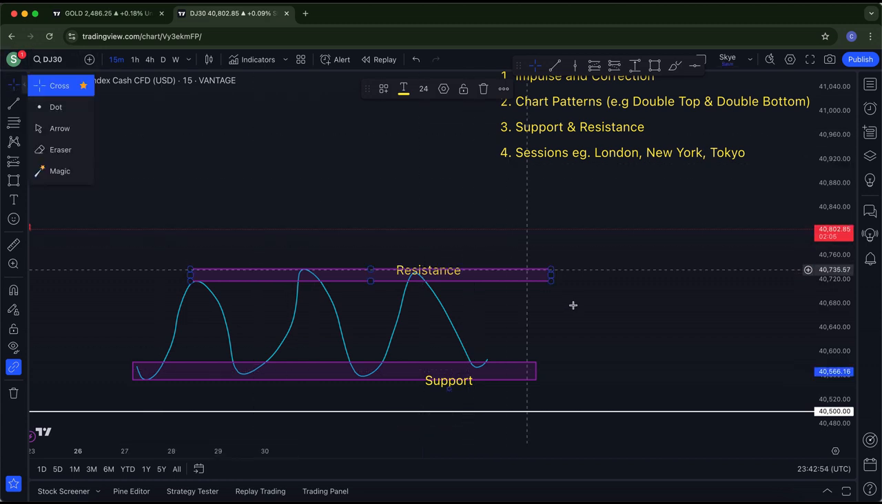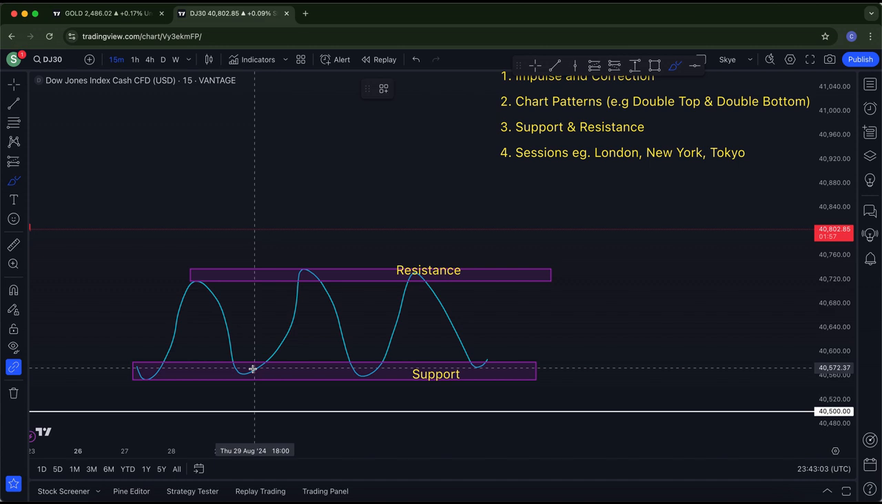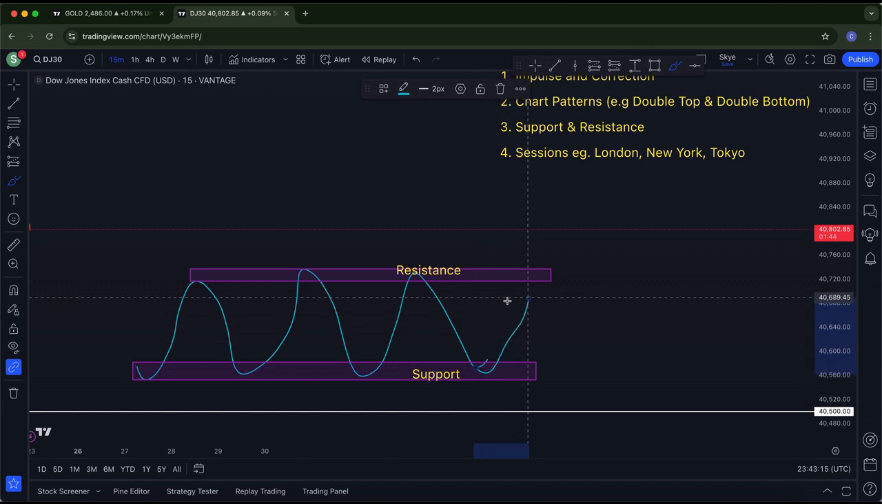So what we'll be noticing here is that every time the market reaches this support, it usually rejects. As you can see from the past, it is rejecting. Also at the resistance level, it is also rejecting. So what we'll be expecting here, every time we get to the support, is to buy at this level.